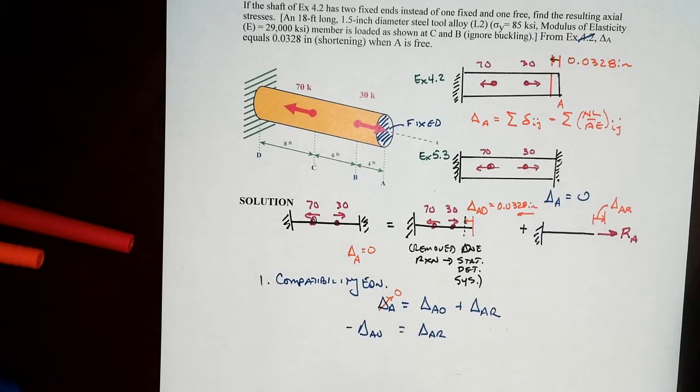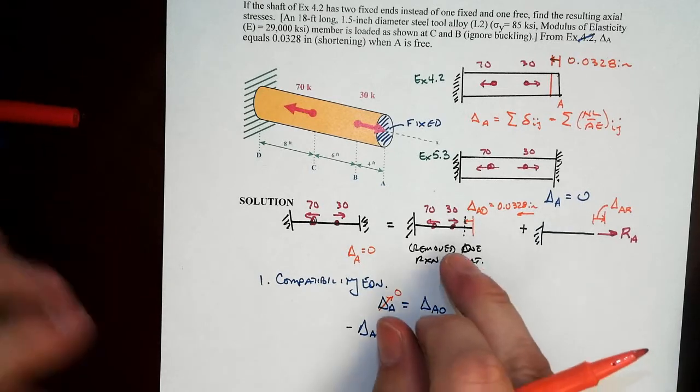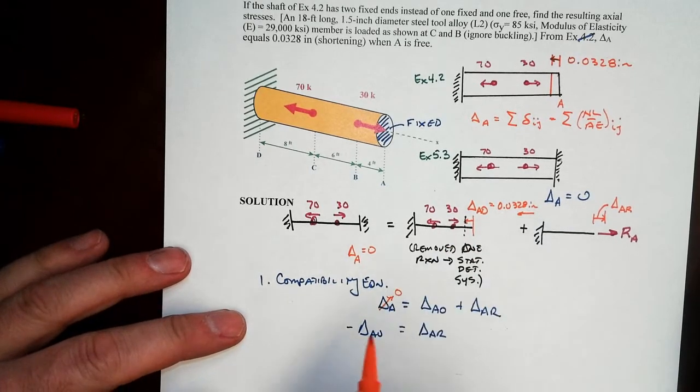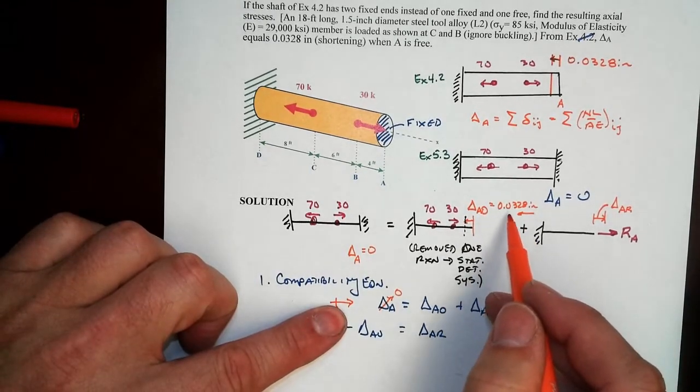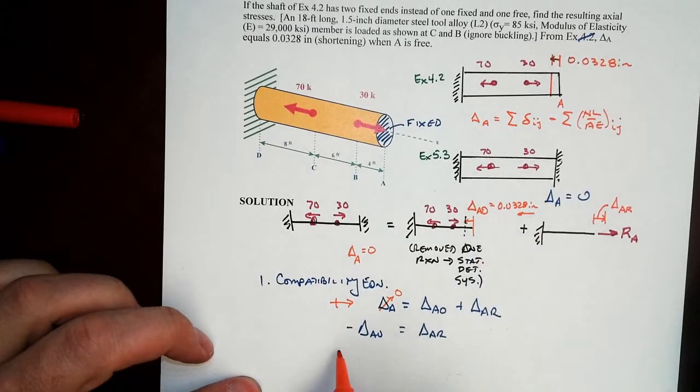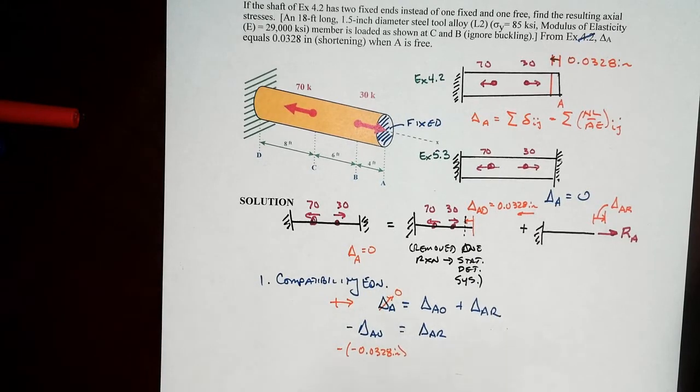If we haven't done it yet, then we're going to have to go and do all this work here for this first part. And we also need to somehow establish what our sign convention is. So we'll say to the right is positive. So delta A0 was to the left, that's a negative, so that's a minus 0.0328 inches, which has to equal our delta AR.